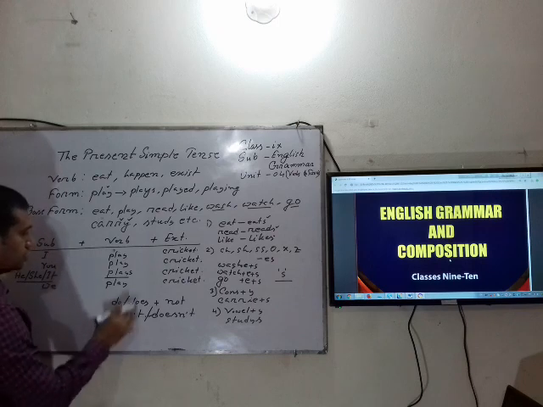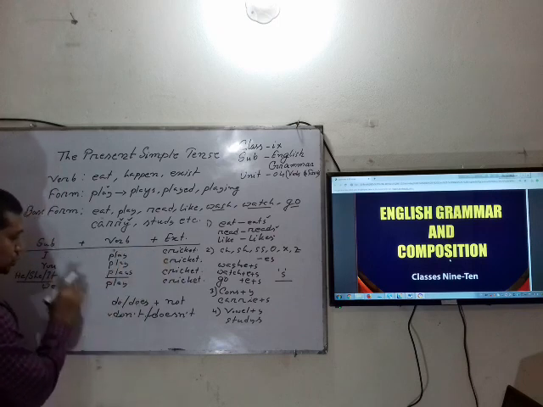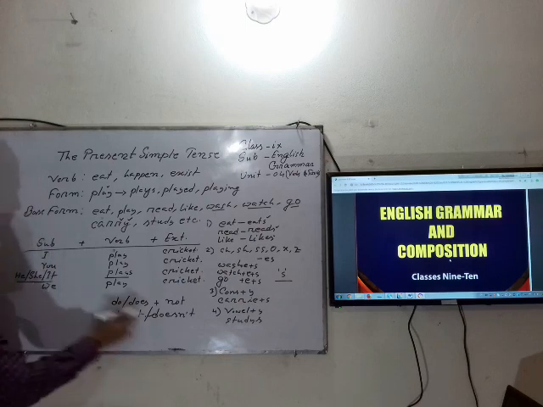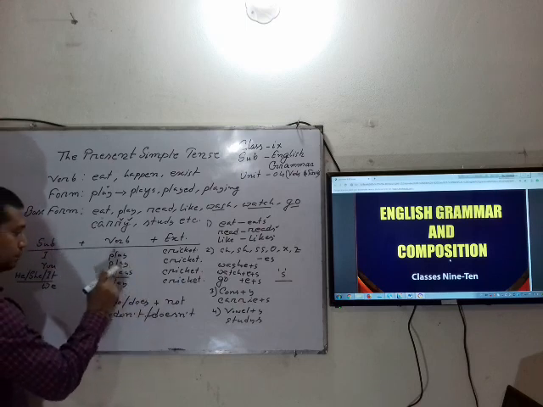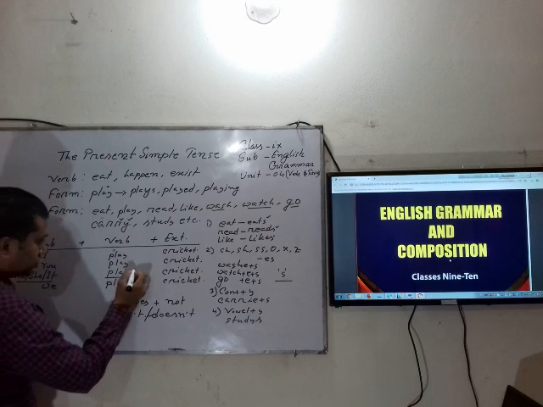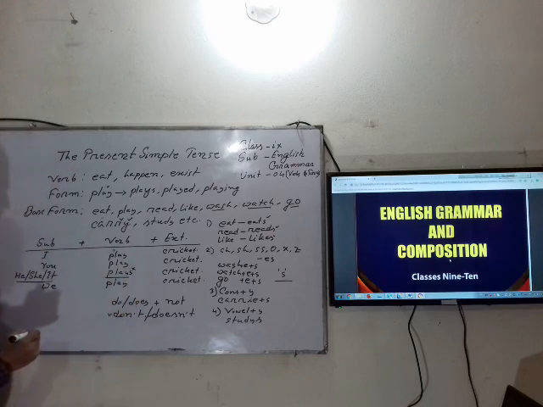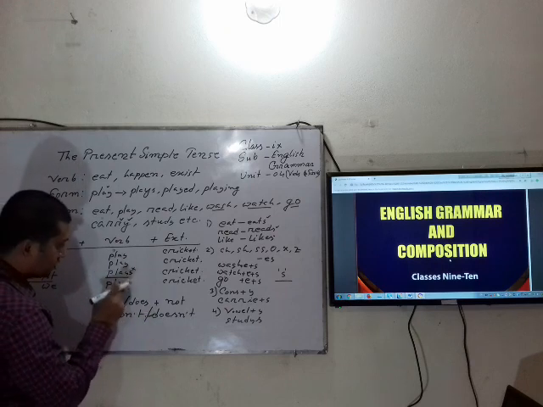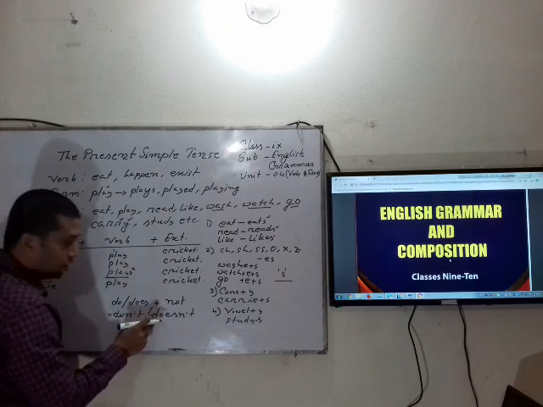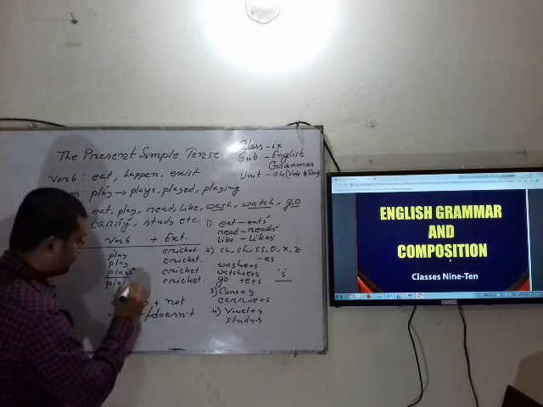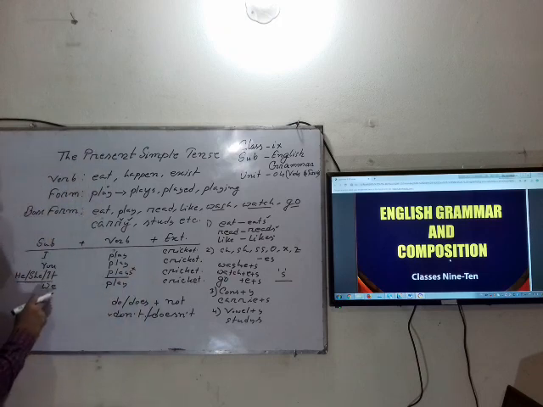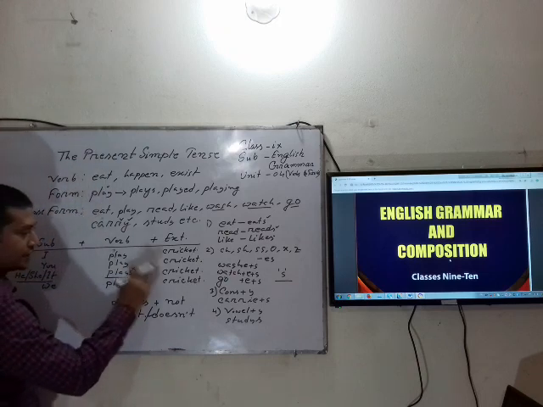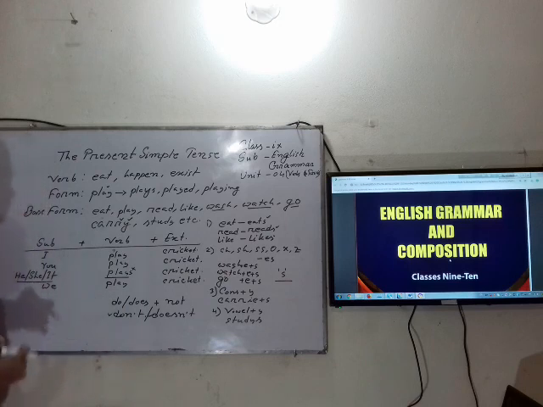I do not play cricket. You do not play cricket. He, she, it doesn't play cricket. In that case, don't use s, because you have transferred s to the auxiliary verb do. Okay? And we do not play cricket. Thus, we can form the present simple tense negative.